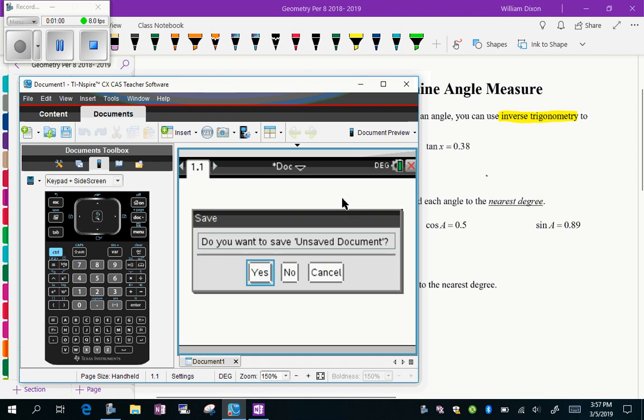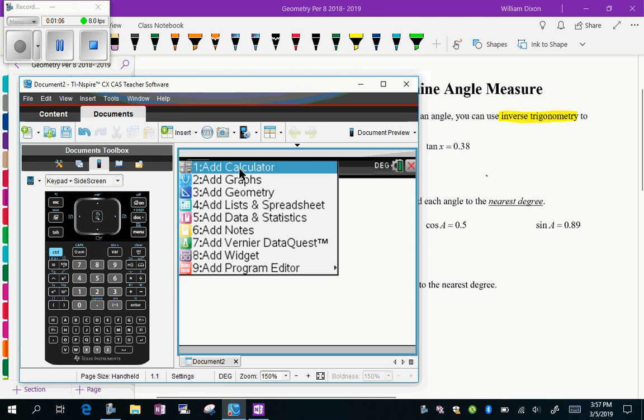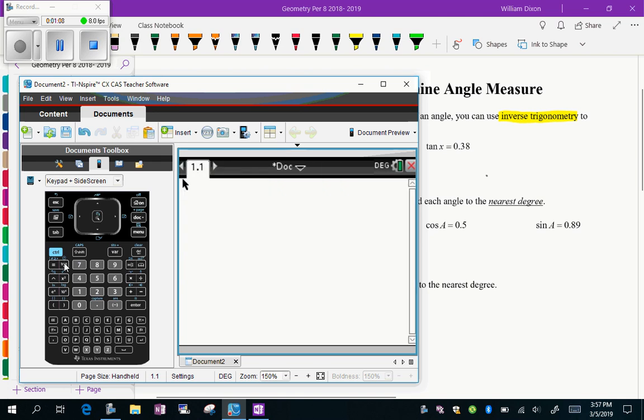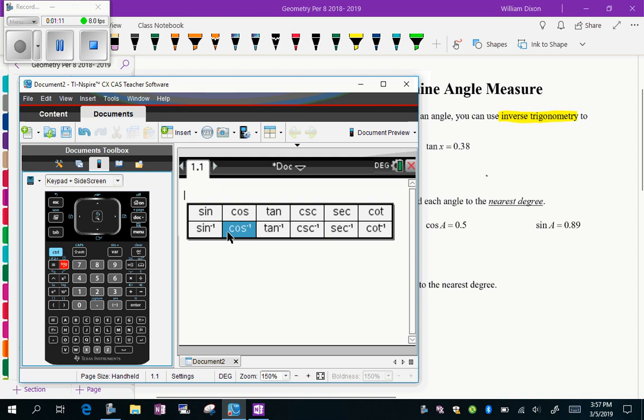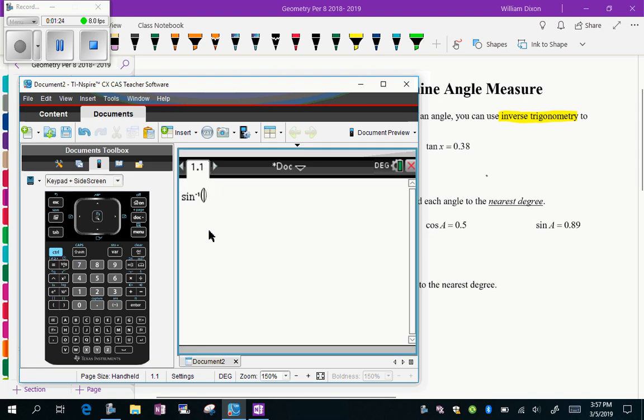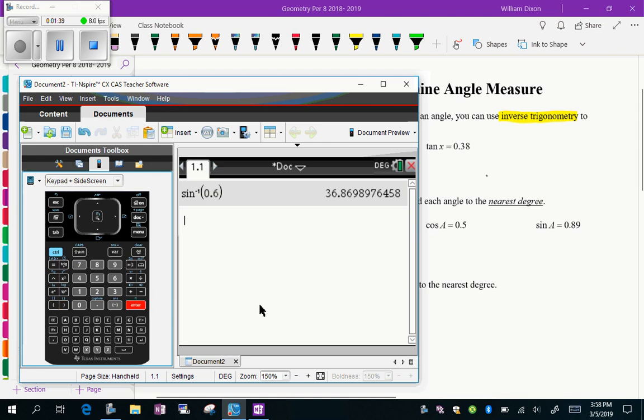Sorry about the flash. I think the calculator is causing that. Add calculator. Now we're going to hit our trig button. The measurements down here are what we're going to use for our inverse, to find angles. That's very important. These are our inverse trig functions. The first one is asking us to find sine A equals 0.6. So I'm going to hit sine inverse, type in 0.6 and enter.